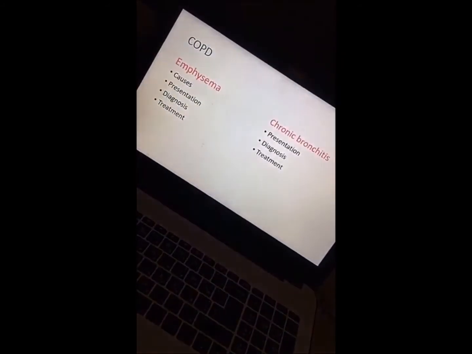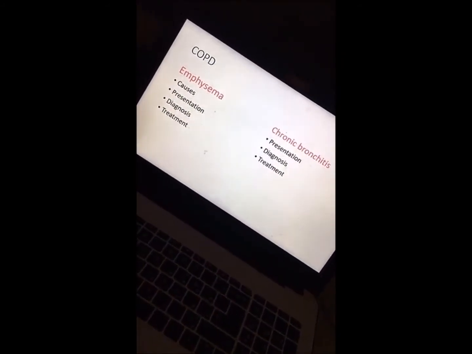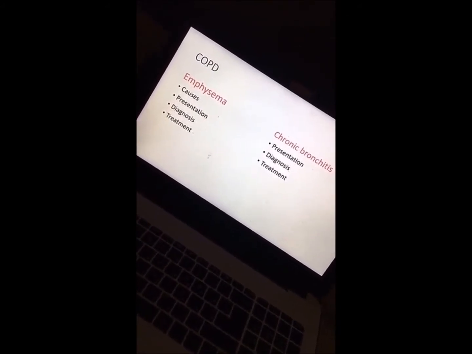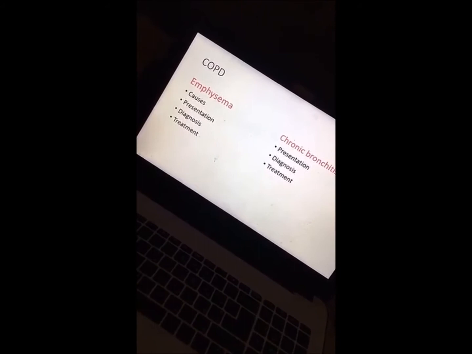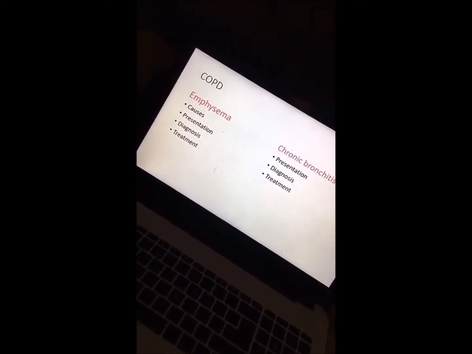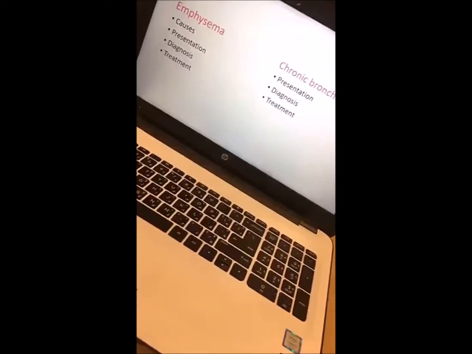Also, the patient is described as pink puffer. I will put the picture that explains the pink puffer. For treatment, smoking cessation is most important. Also, supplemental oxygen in severe hypoxemia, inhaled bronchodilators like beta-2 agonists, and also corticosteroids.